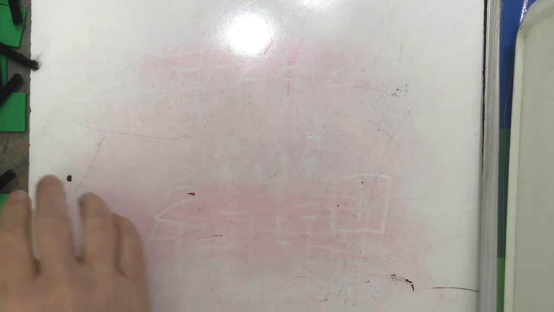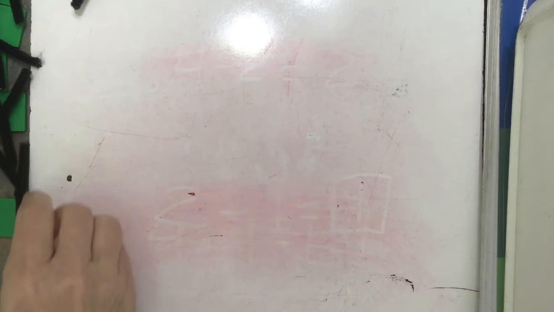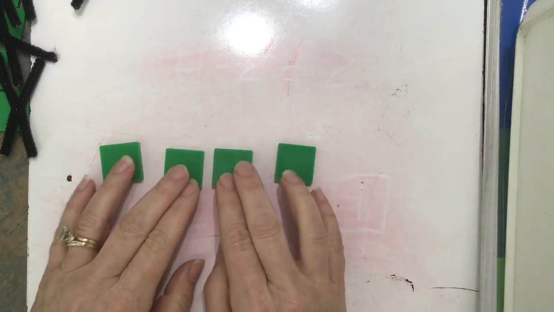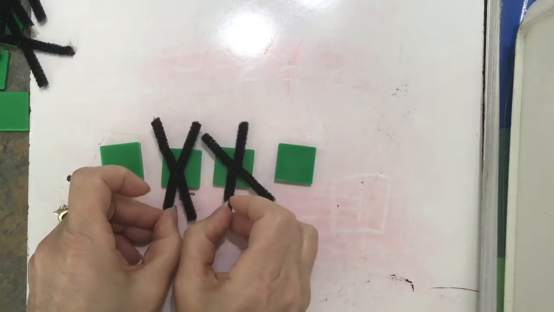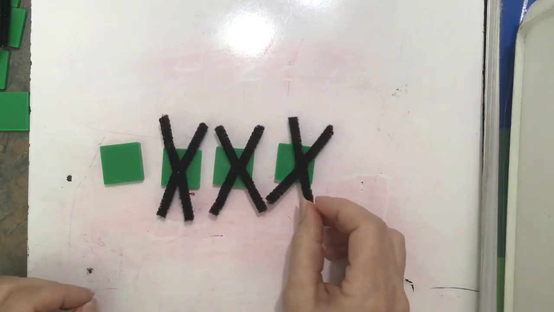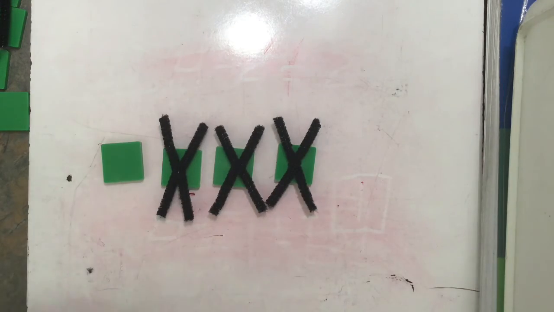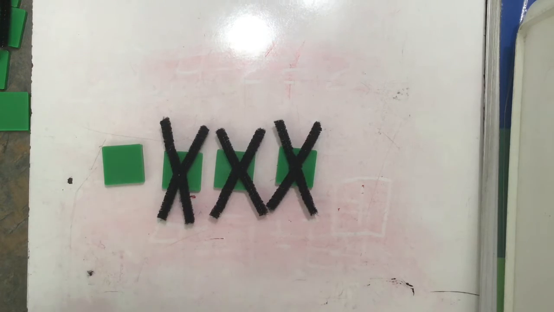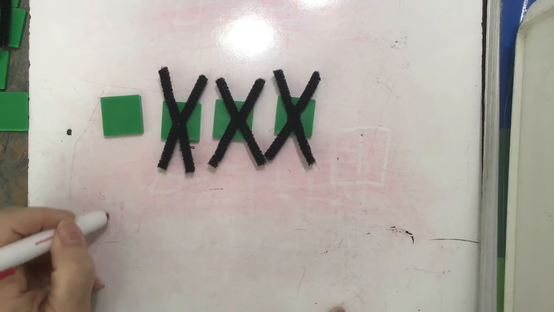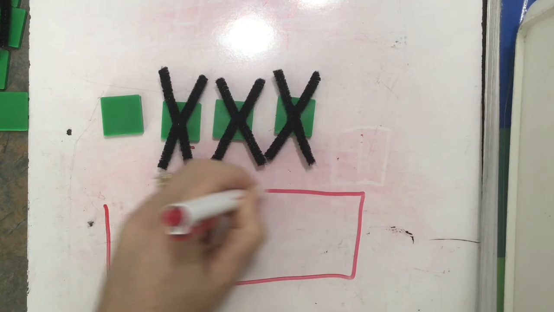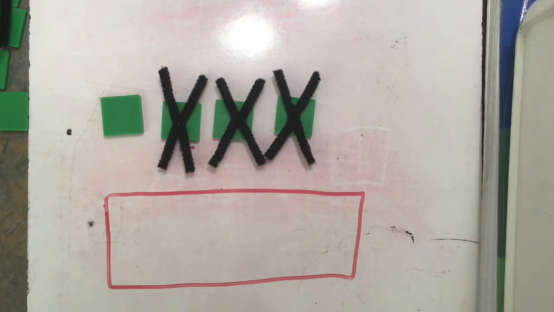Okay, the next one, they are actually going to give you a model, a picture, and they're going to have some of them crossed off like that. And then they're going to give you a big box, and they want you to type the math problem into the box that matches this picture. So let's practice this.